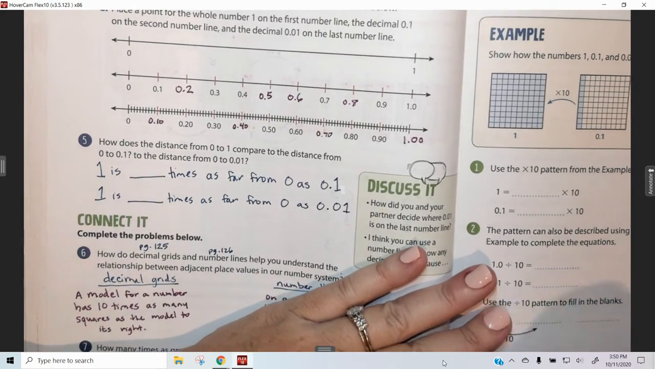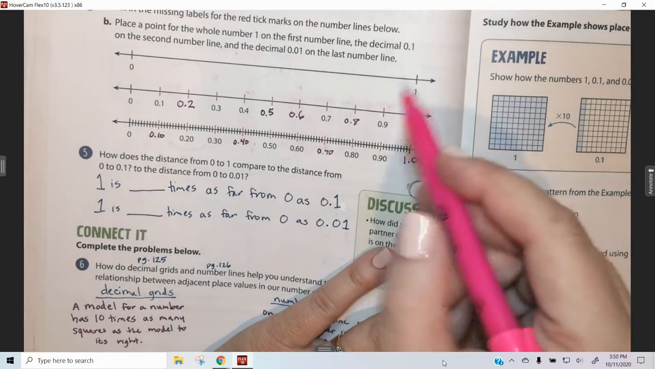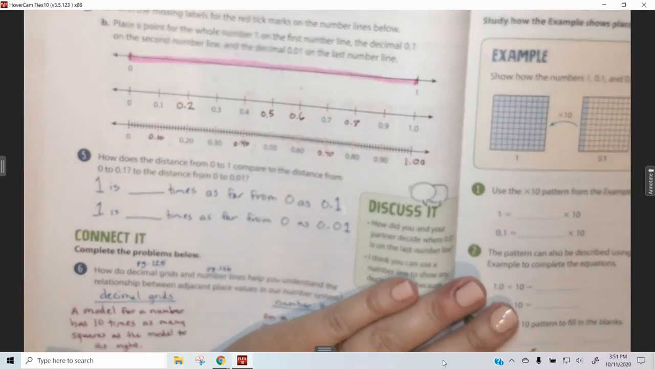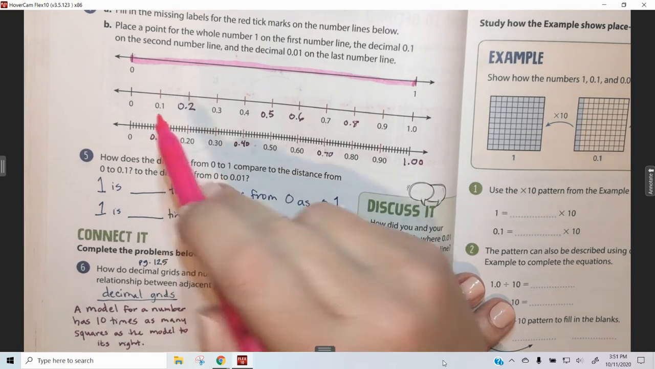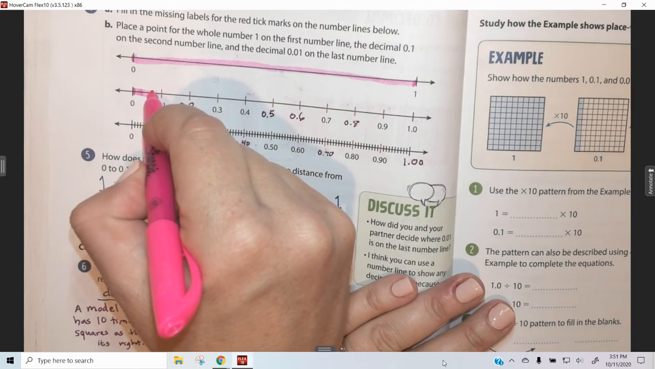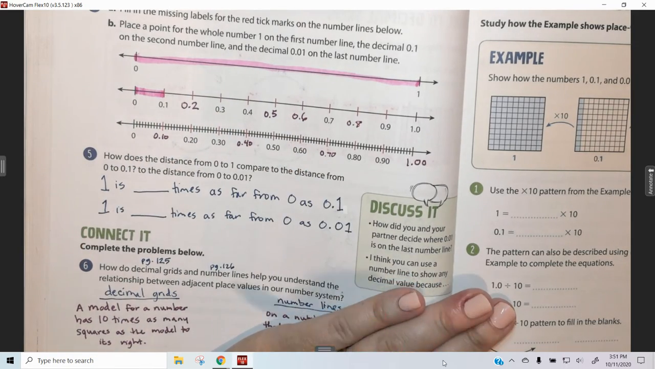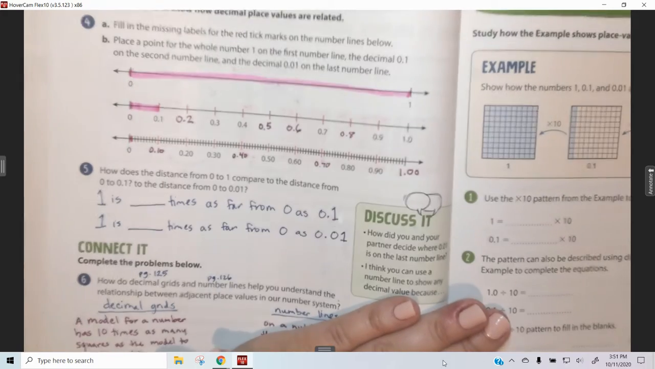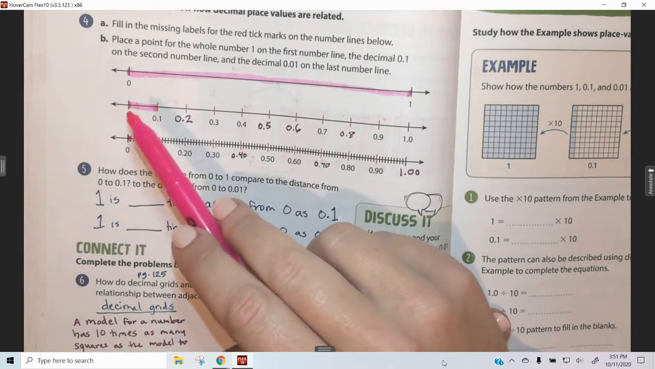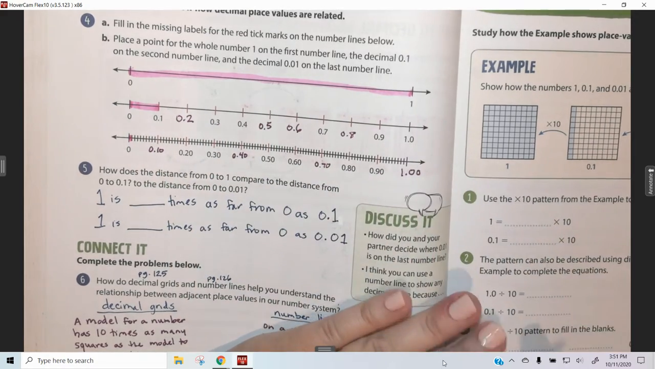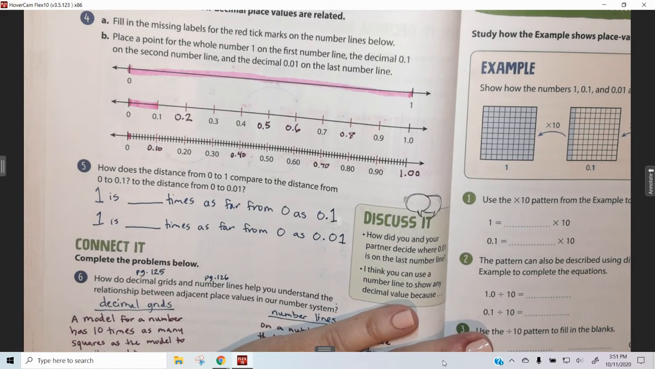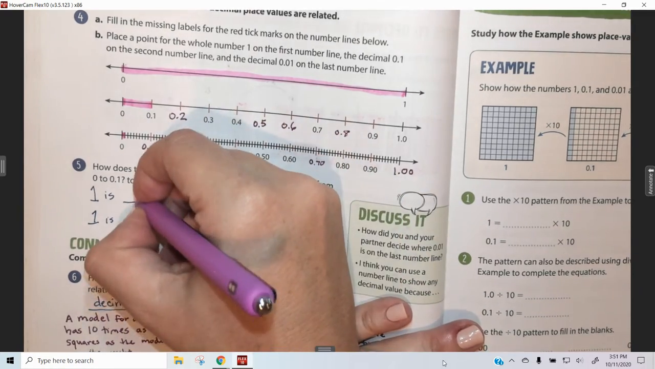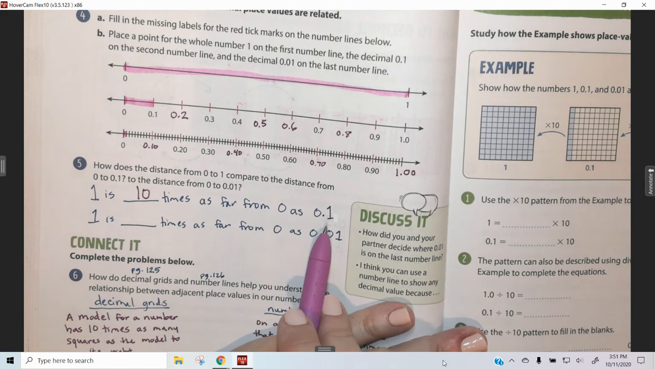So let's go ahead and highlight, because I want you to see what this really looks like. So 1 from 0, 1 is that far from 0. 1/10 is this far from 0. And 1/100th is, see if I can shade it in that little, is that much from 0. So how many tenths fill up a whole number line or all the way to 1? That's right, 10. So we can say that 1 is 10 times as far from 0 as 1/10.